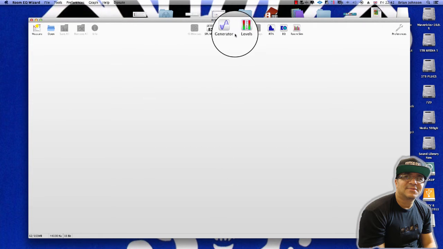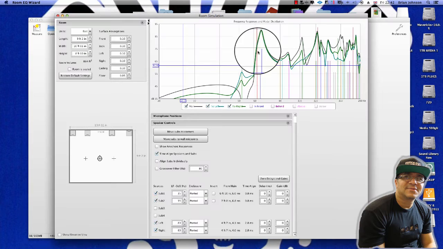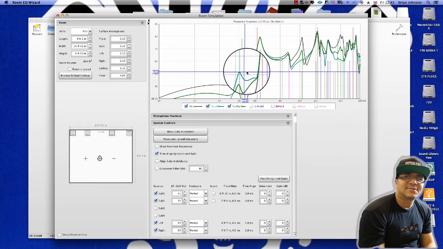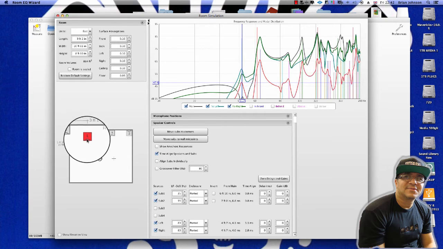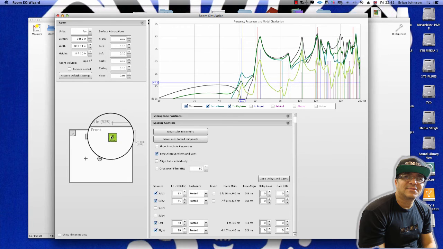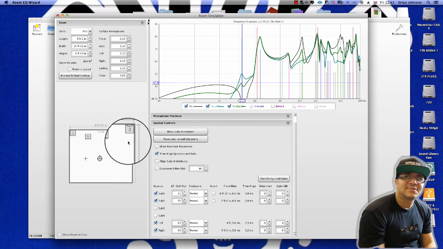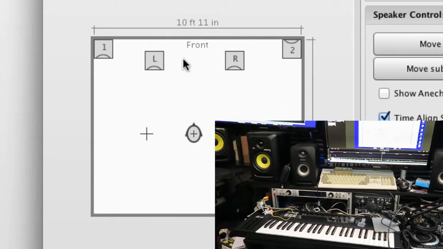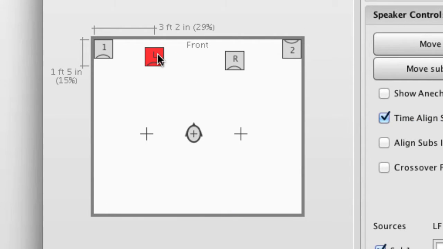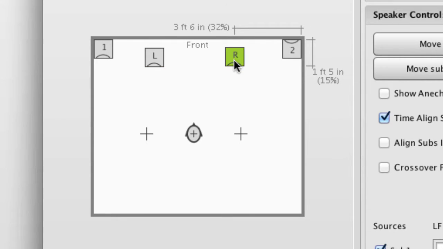But one of the things that I wanted to show you most importantly was this room simulator. If you measure things accurately and mess about with the settings in here, it can give you an idea of where you're at in terms of frequency and response in your room. This is a simulation of the room that I'm using currently. I've got my speakers maybe a foot from the wall here and another foot from the wall.